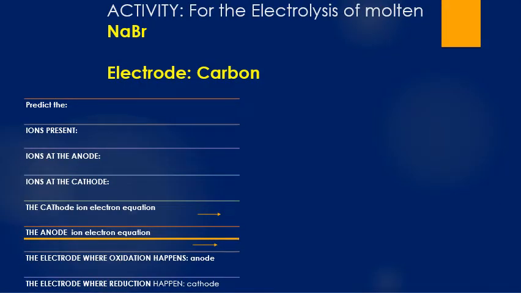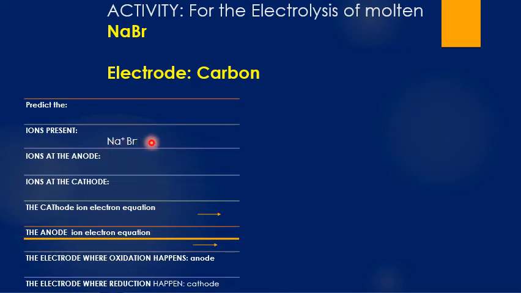So now we're going to look at the electrolysis of molten sodium bromide, and we are going to identify these different parts. Ions present. What are the ions present? Sodium and bromine. And why is it just sodium and bromine? Because the substance is molten, which means it has been melted, and melting a substance means that we did not add any water. So this is why you only have these two ions.